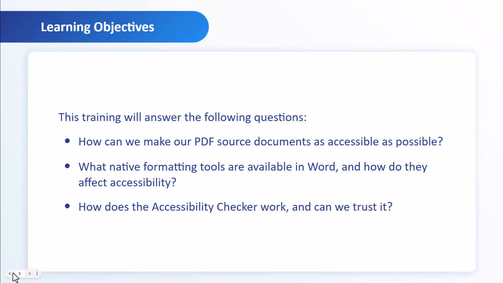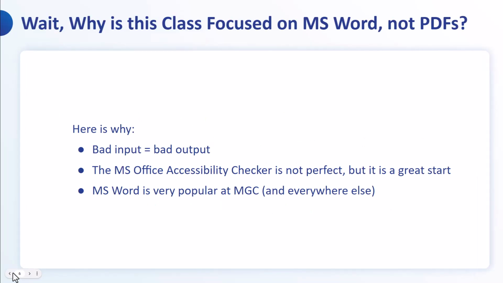A natural question some of you might have is, why is this class focused on Microsoft Word? I thought this was going to be about PDF accessibility. So to reiterate what I was saying before about the source document making a huge difference, the inverse of that is if your source document is very bad in terms of accessibility, then of course your PDF will be too. Bad input equals bad output.